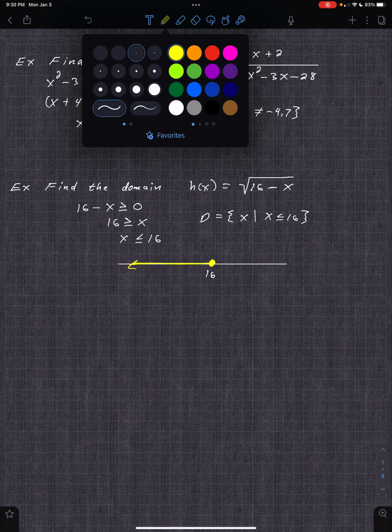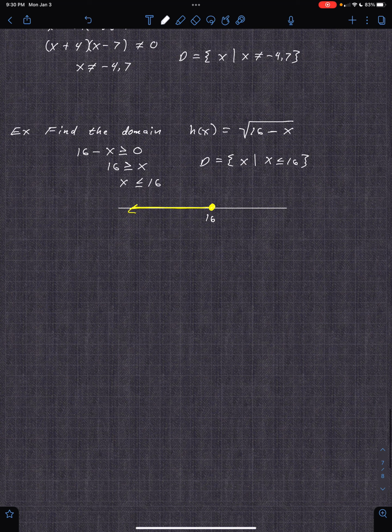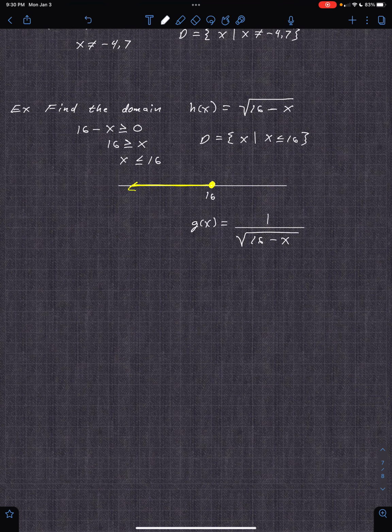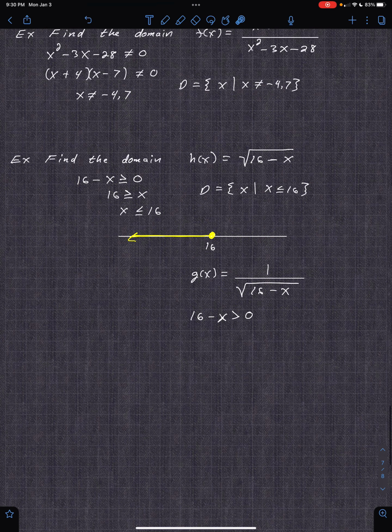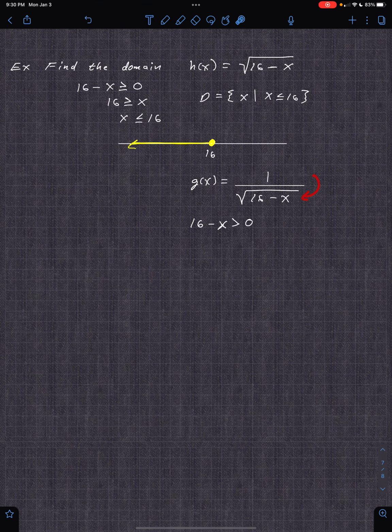Now, just a little side note here. If I did something like this and I said g of x and I divided by that whole thing, what changes? So what if I did this? Then what changes when I do that? Well, only one thing changes. What is it? Anybody know? Well, the only thing that changes is you say 16 minus x is strictly greater than 0, because it cannot be 0 now. How come? Because it's in the denominator.